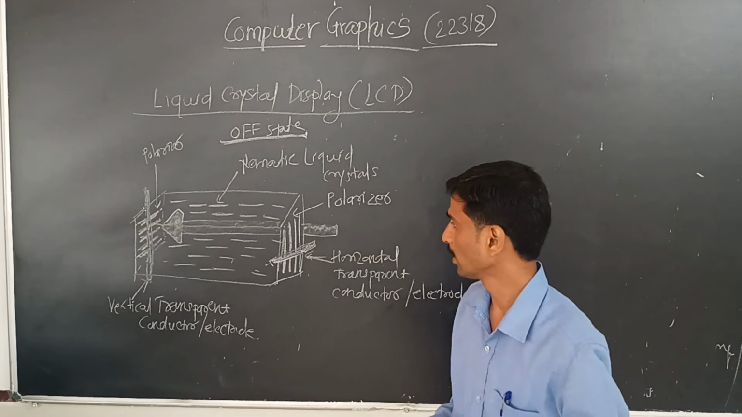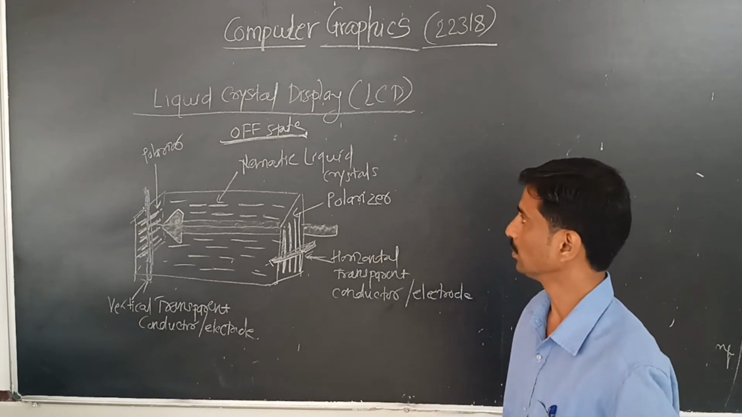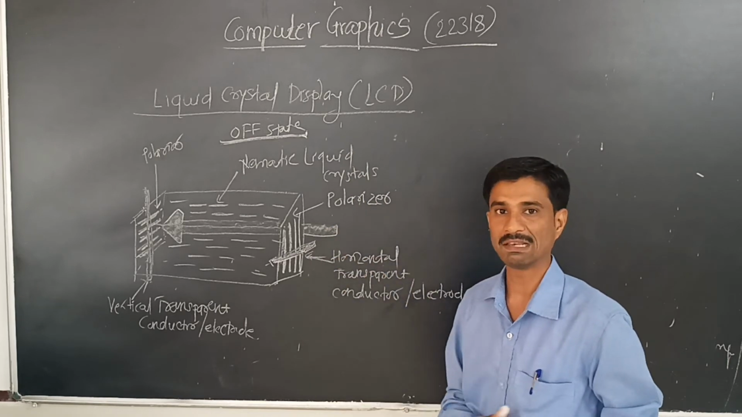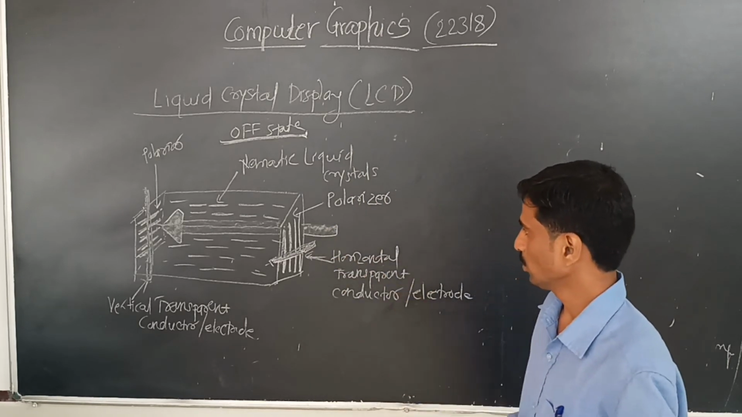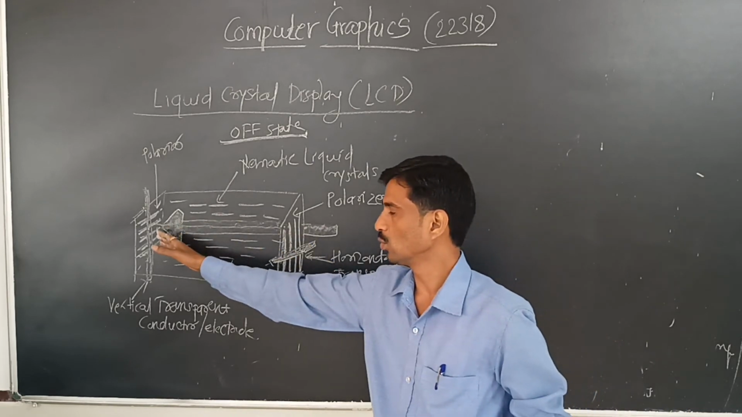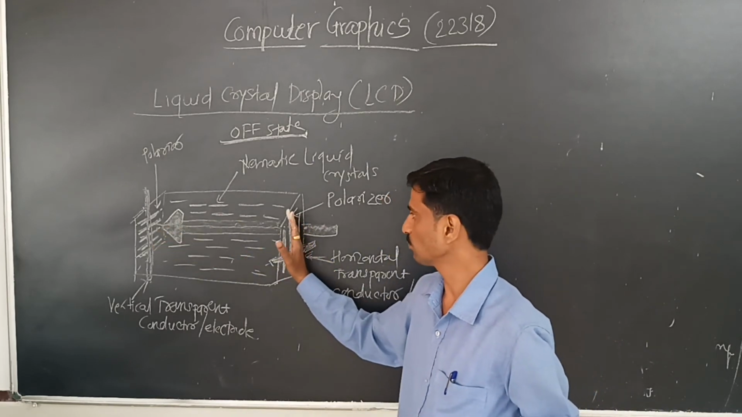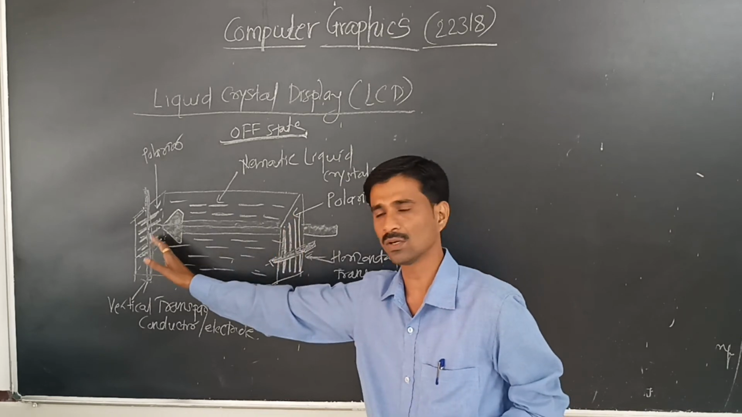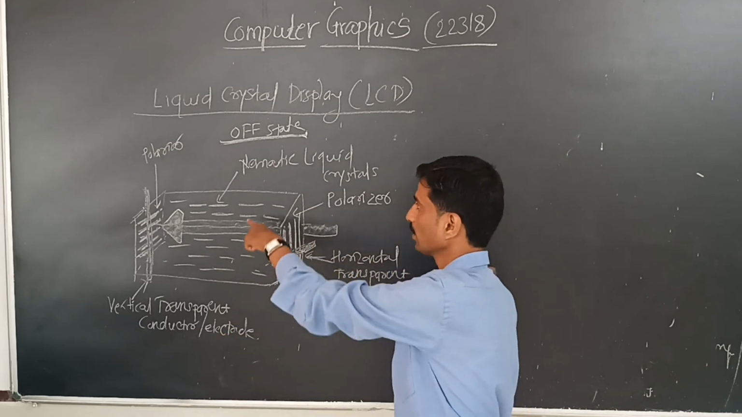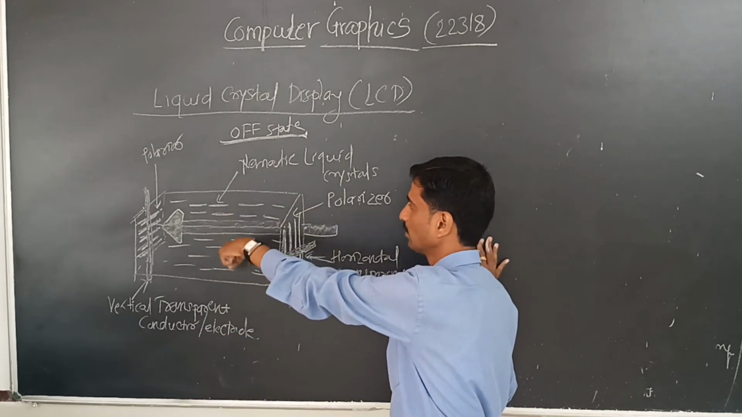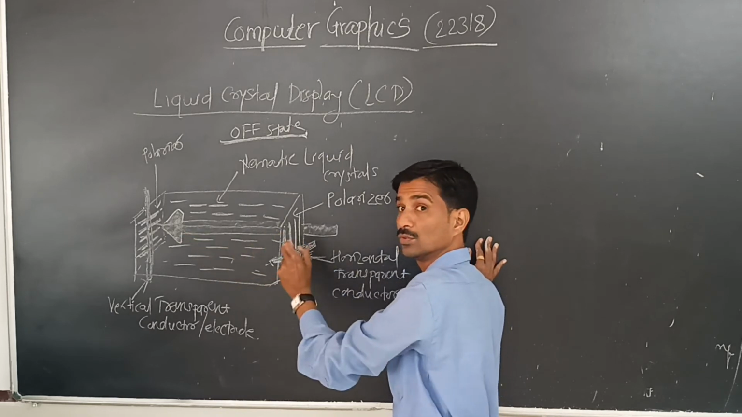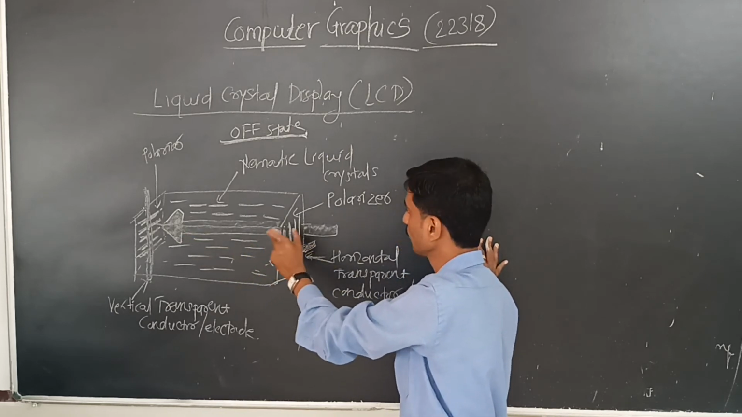So here you can see the off state of LCD. These are two thin glass plates. This is one glass plate, this is another glass plate, and in between these two glass plates the nematic liquid crystals are present.